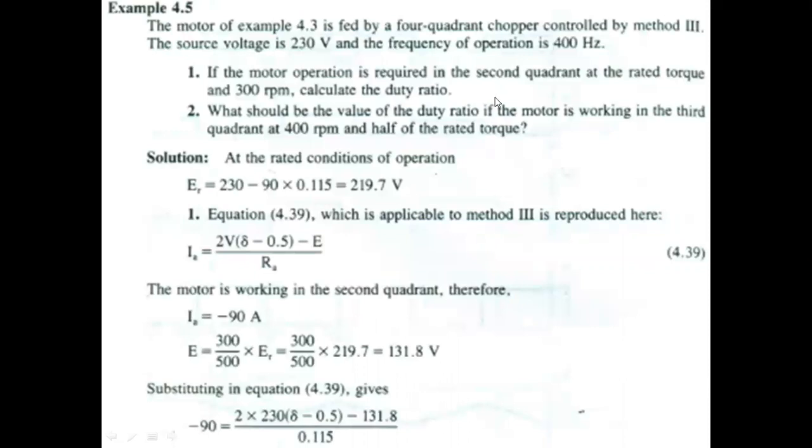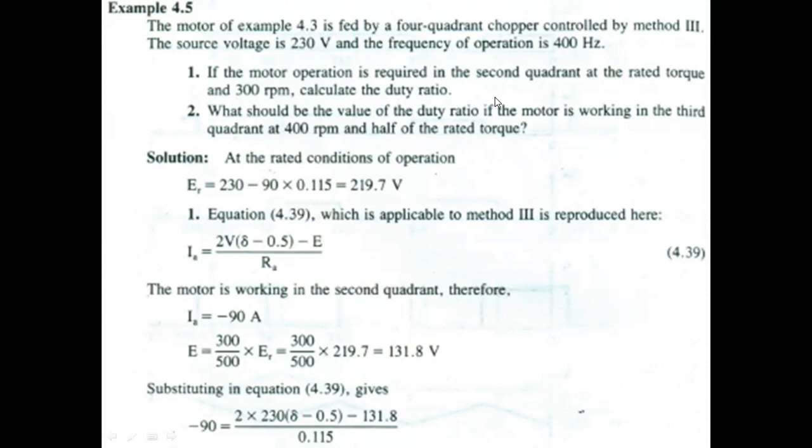So now we will see the problem. A motor of example 4.3 is fed by a 4-quadrant chopper controlled by method 3. In previous classes we have discussed this method. The source voltage is 230 volts and the frequency of operation is 400 Hz. If the motor operation is required in the second quadrant at the rated torque and 300 RPM, calculate the duty ratio. Second, what should be the value of the duty ratio if the motor is working in the third quadrant at 400 RPM and half of the rated torque?